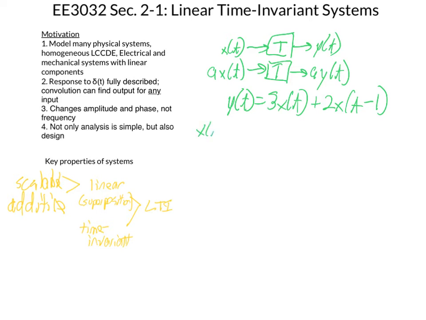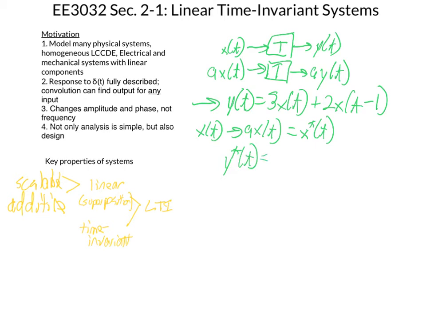Let's replace x of t with a times x of t. So we're going to change the input. And we're going to call this modified function x star of t. So that's the modified x of t. Now, let's use this definition here of the system to see what happens when I change the input to x star of t. Let's call the corresponding output y star of t for this different input.